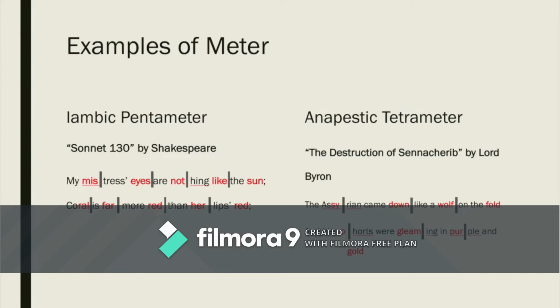In Sonnet 130 by Shakespeare, each line has 10 syllables divided into 5 feet, each with an unstressed and stressed syllable. "My mistress' eyes are nothing like the sun. Coral is far more red than her lips' red." Another meter is anapestic tetrameter, in The Destruction of Sennacherib by Lord Byron. Each line is divided into 4 feet of 3 syllables: unstressed, unstressed, stressed. "The Assyrian came down like a wolf on the fold, and his cohorts were gleaming in purple and gold."